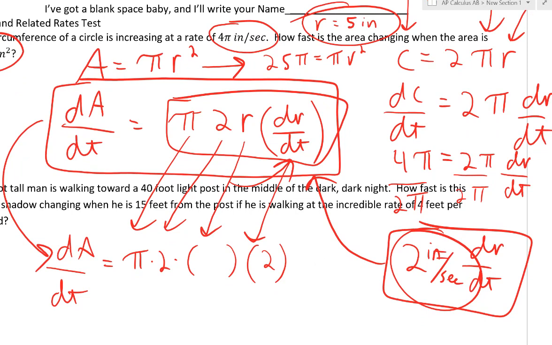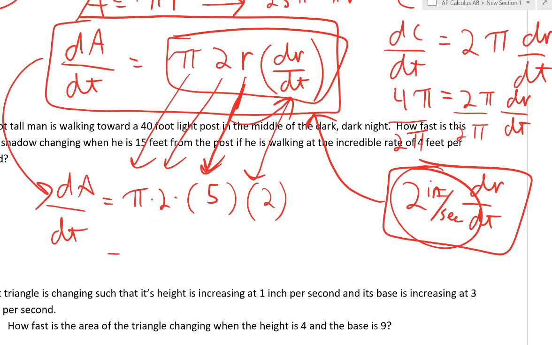And because I know r is 5 at, again, this particular moment in time, I'm going to plug it in right down here where r should be 5. So it turns out that dA/dt is pi times 2 times 5 times 2, which is 20 pi. And you can work out all the units here if you want, but I promise you in a Calc 1 class, the units are going to work out pretty nicely.